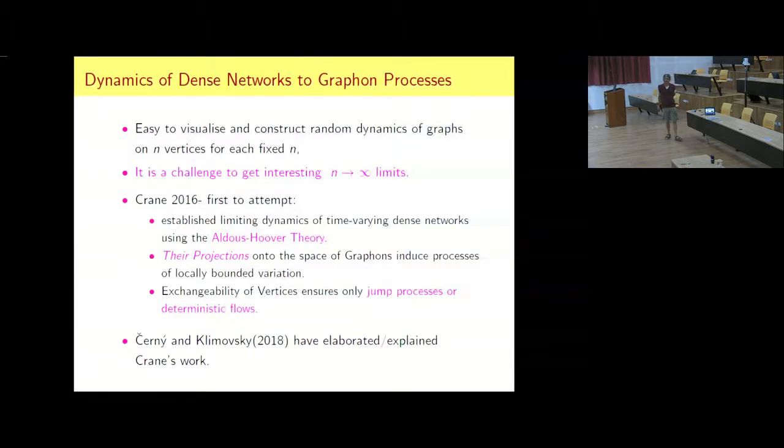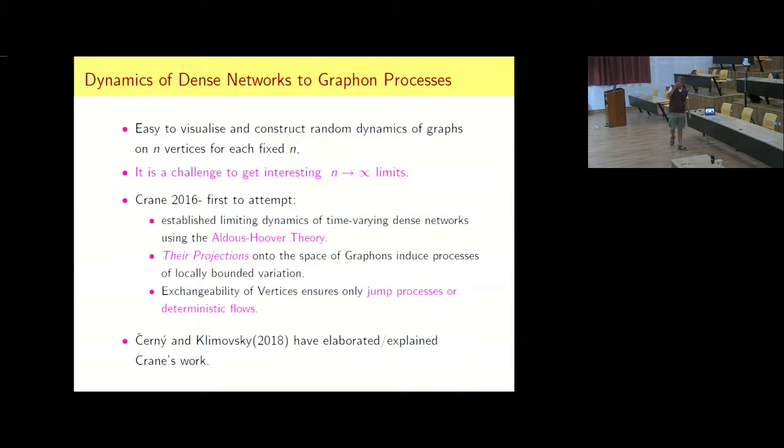So Harry Crane was the first to attempt this. He used the Aldous-Hoover theory. So what is that? You can construct graphons or limits of dense graphs using exchangeable arrays. So you can encode the n going to infinity limit into a large exchangeable array. That's what Diaconis and Janson showed, that they're both equivalent ways of understanding the limiting object. And once you have an exchangeable array in the limit, you can project it using what's called a modulus map to get the graphon. That's a very strong theory built into this.